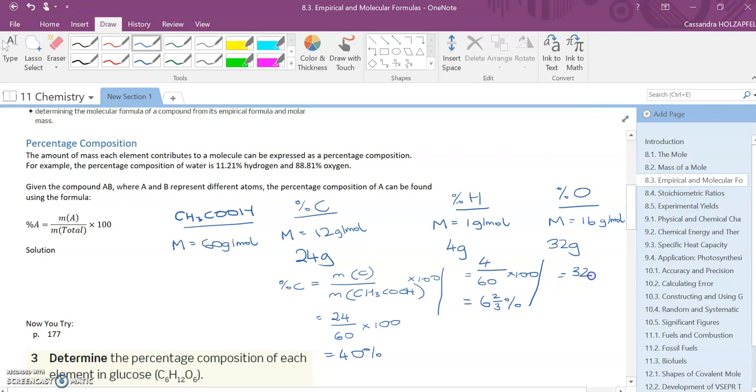So 32 grams out of the total 60 grams is going to be oxygen times by 100 to make it a percentage. So again, I'm just going to chuck that into my calculator, and that's going to give me 53.333% or 53 and 1/3%. I think we should write this as a decimal actually.